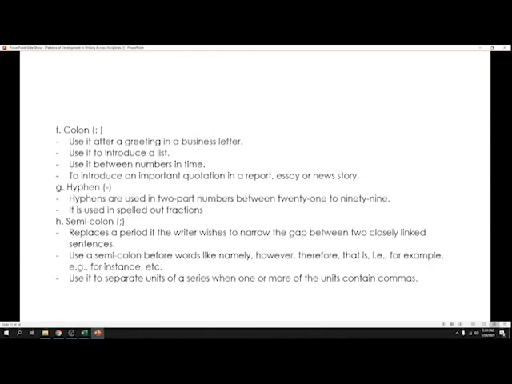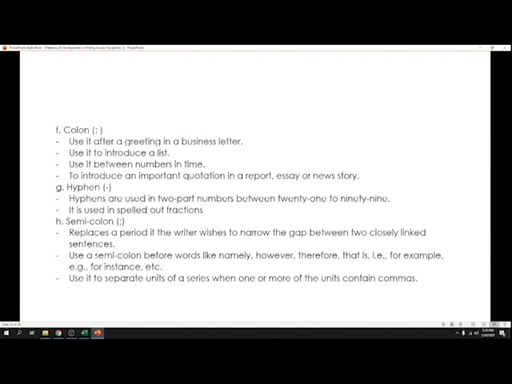Also, we have the colon. Use it after a greeting in a business letter. Use it to introduce a list. Use it between numbers in time. To introduce an important quotation in a report, essay, or news story. Hyphen naman are used in two-part numbers between 21 to 29. So, hyphen ang ginagamit natin sa mga numbers and not dash. It is used in spelled out fractions.